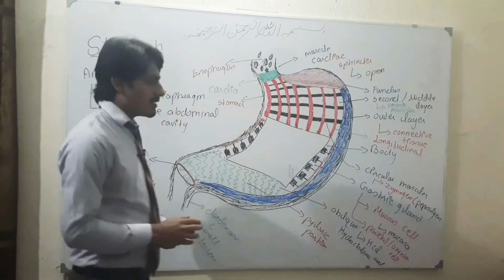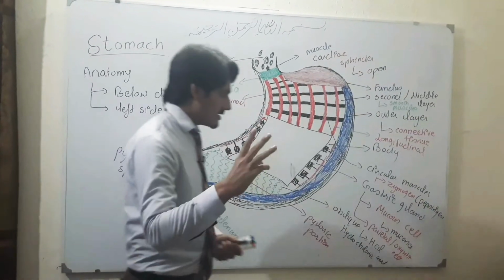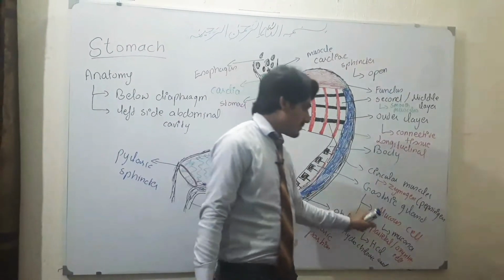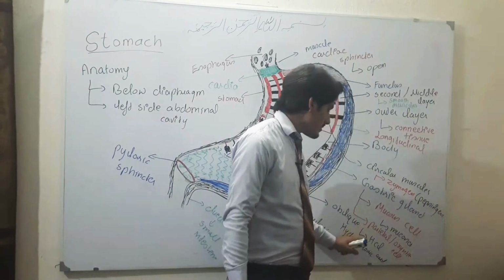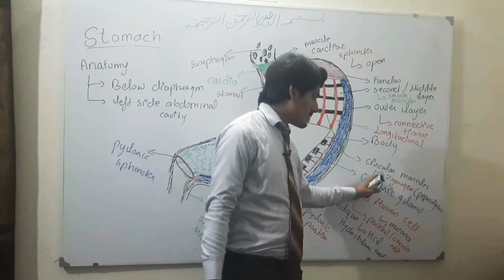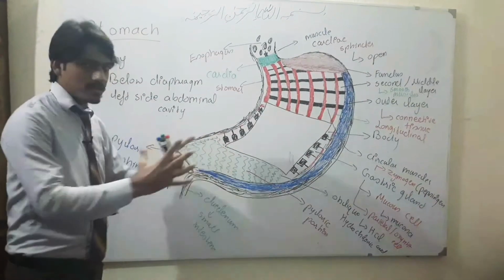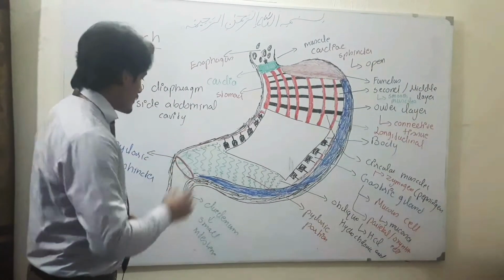So these are three cells. There are three cells which secrete their own secretion. The first one, mucous cell, secretes mucus, the second one, parietal cell, secretes HCl, and the third one, zymogen cell, secretes pepsinogen. All these secretions are collectively called gastric juice.